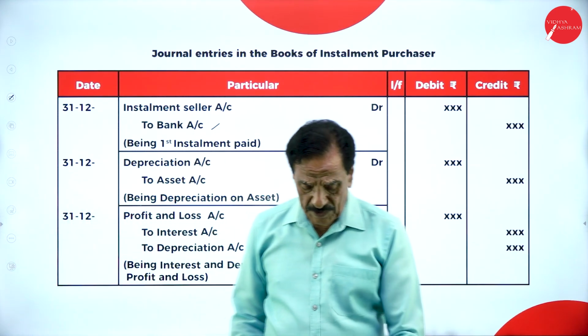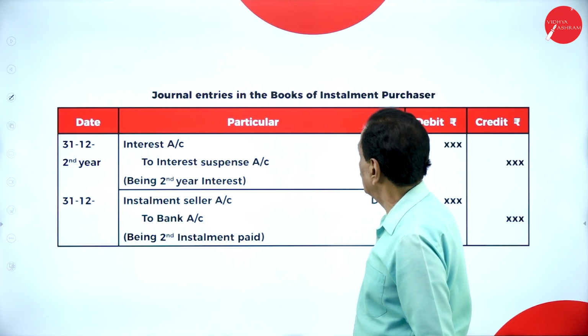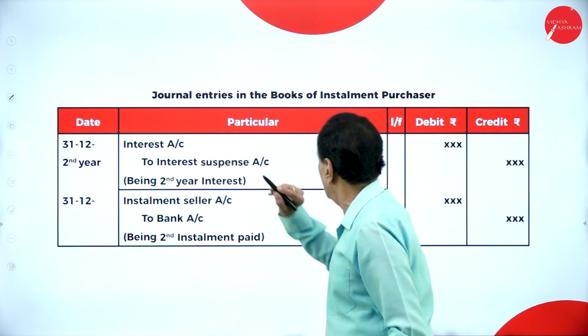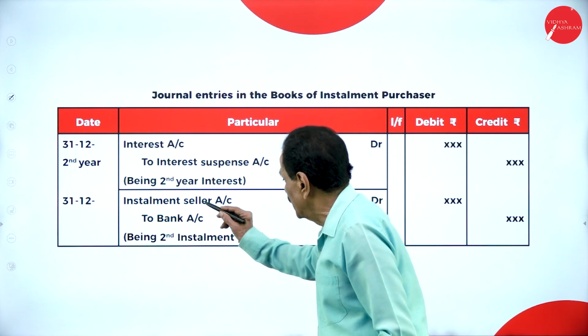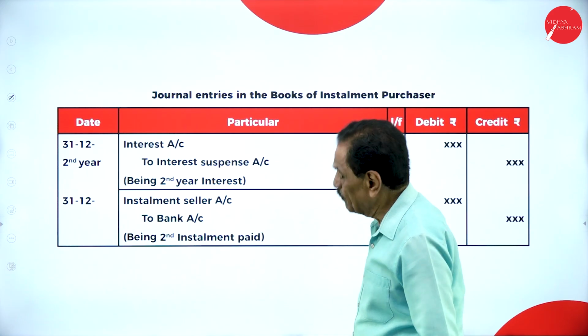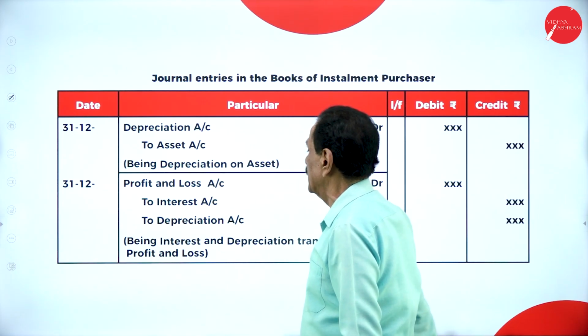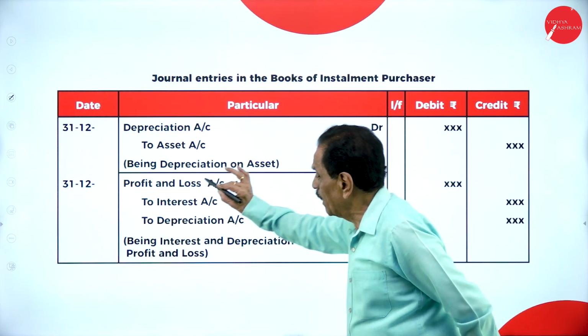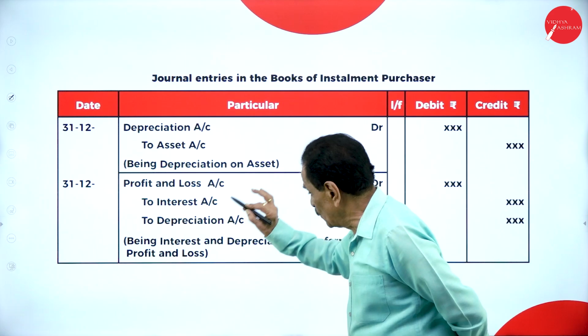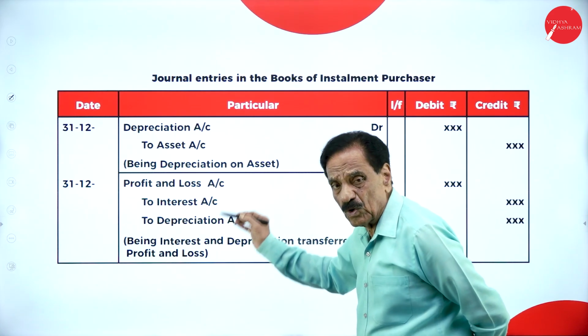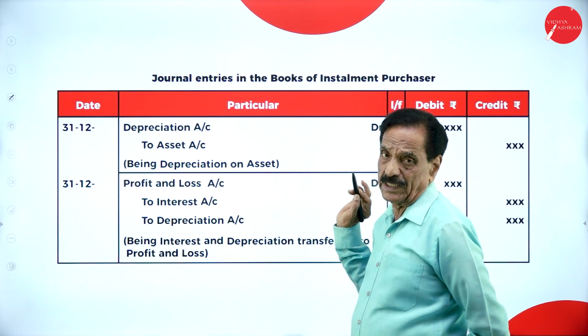So this goes for the first year. In the second year, it starts: interest account debit to interest suspense account, installment seller account debit to bank account, depreciation account debit to asset account, transfer entry, profit and loss account debit to interest account and to depreciation account. This goes on like this, only the amount changes.